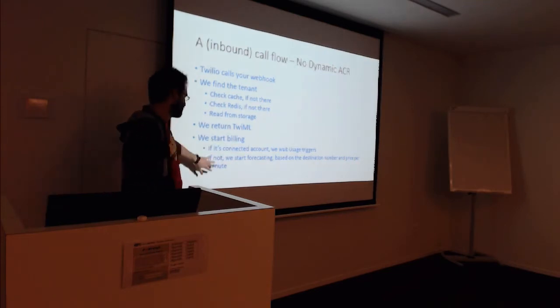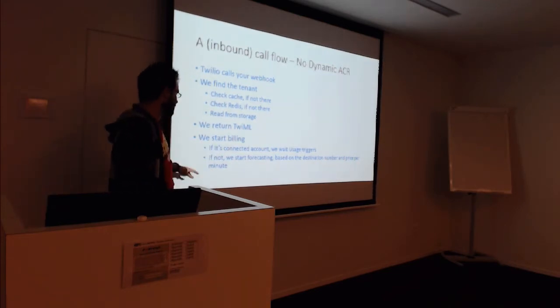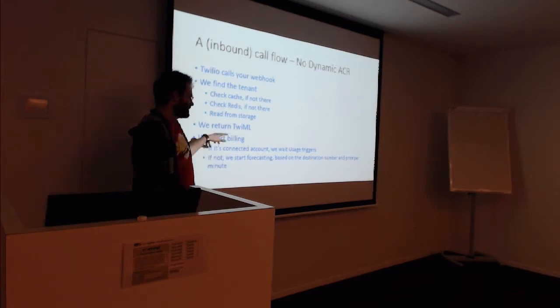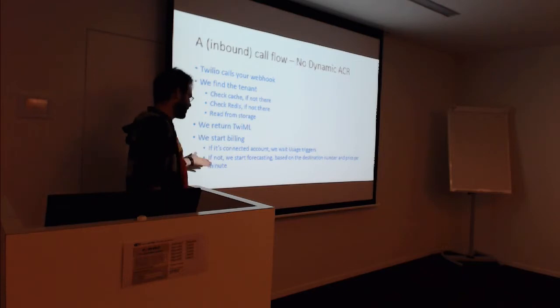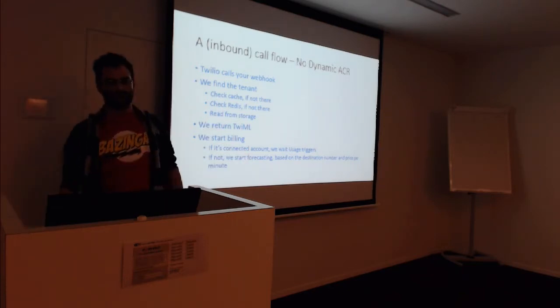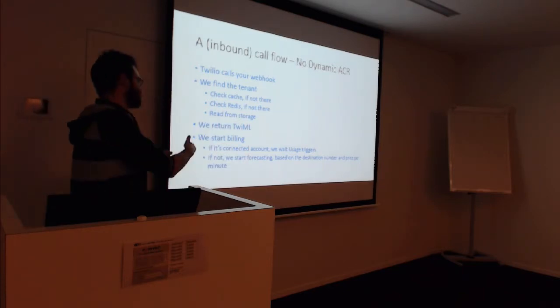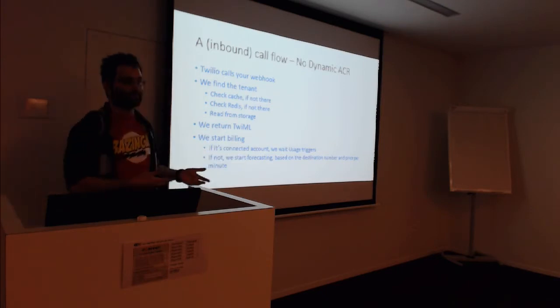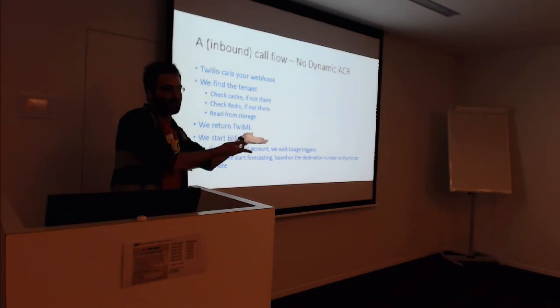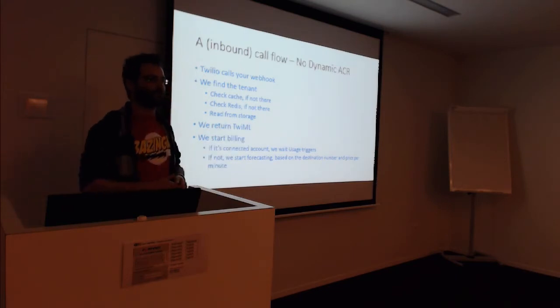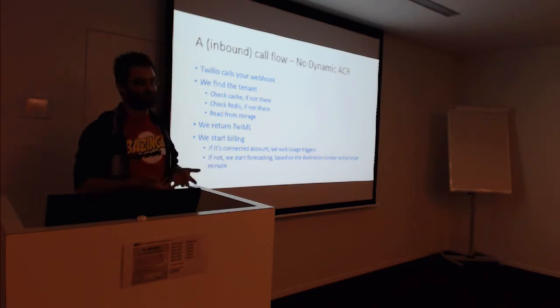And these are all the problems that I already talked about. There are two ways. One is that if it's the connected account, then we use the usage API. If it's not, then we start doing forecasting. And one of the parameters is what is the destination number and the price per minute. We already know that information from Twilio. So what is the number? We know the number. And what is also the price per minute? We also know that. So we start doing forecasting.